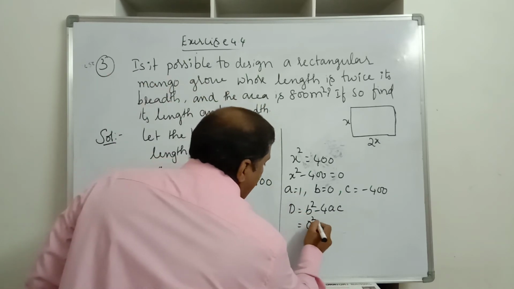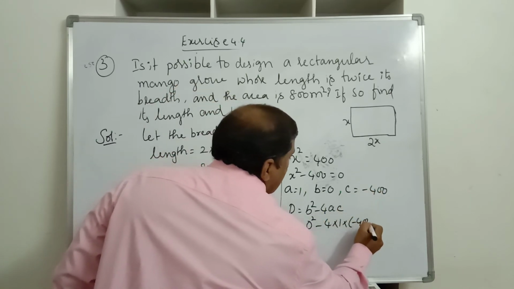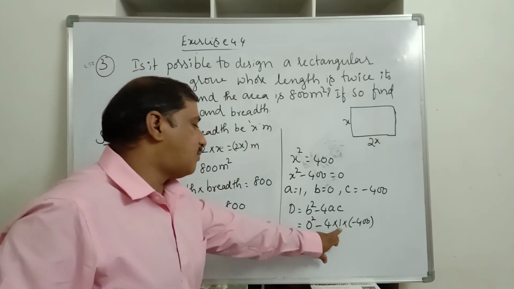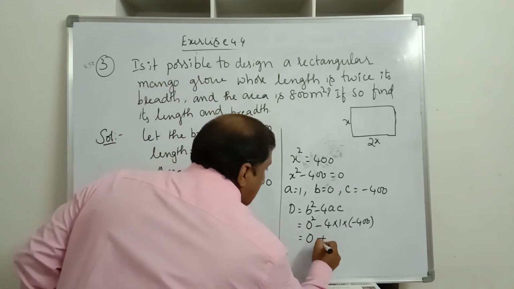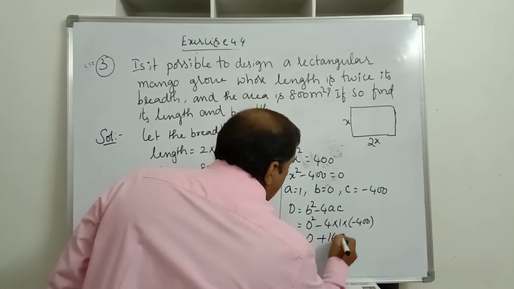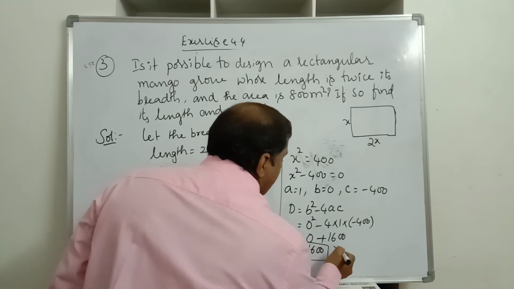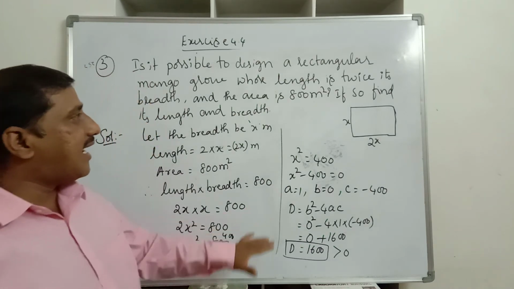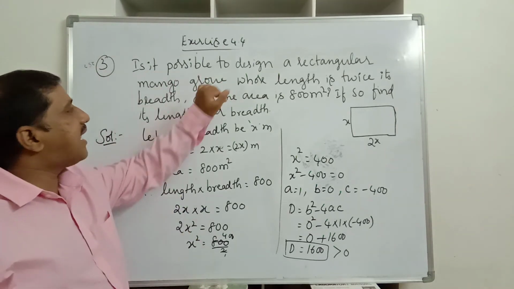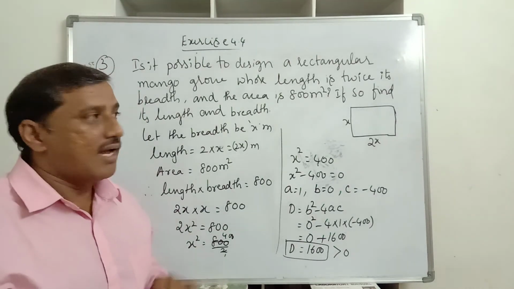Now find D, that is equal to b square minus 4ac, which is 0 square minus 4 into a, which is 1, and c, which is minus 400. 0 square is 0, minus into minus is plus, 4 into 400 is 1600. D is equal to 1600, which is greater than 0. Now, if it is greater than 0, is it possible to design a rectangular mango grove? Yes, it is possible. It depends on the D value, that is the discriminant. Now we will continue.